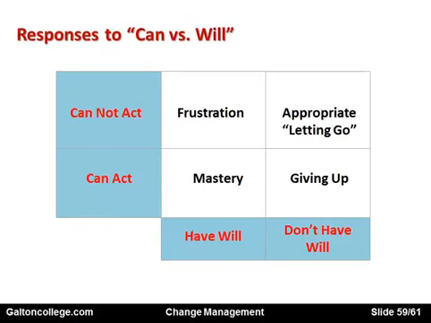Here I can act, and I have the will to do. I want to do it, and I can do it. So mastery. Here I have the will. I want to do it, but I cannot, so I'm frustrated. And here I can act, and I don't have the will. I'm giving up. I can do it, but I don't really care. So quite an interesting little matrix of the types of responses to change that we could get.